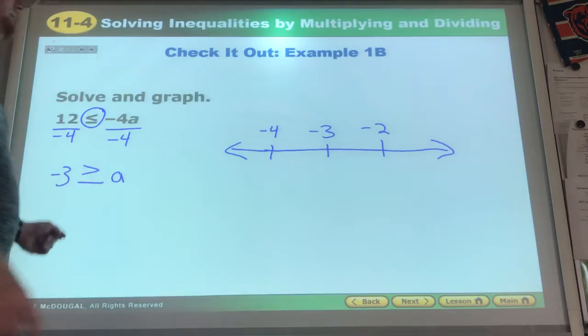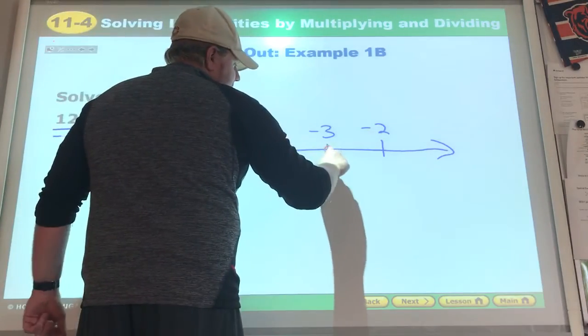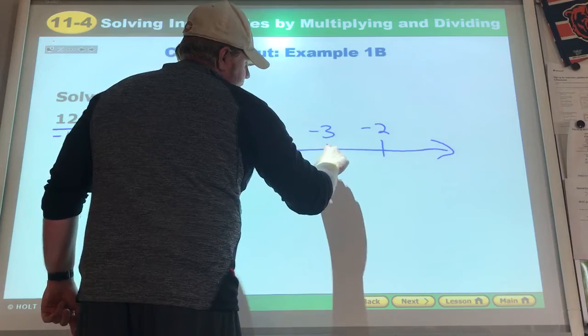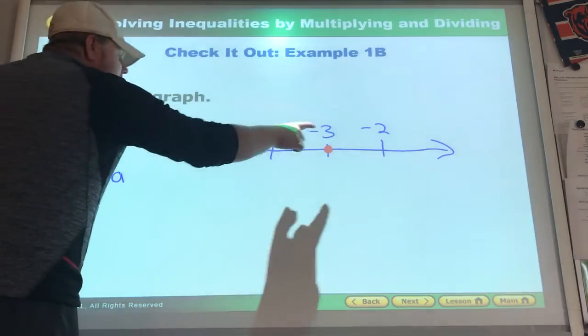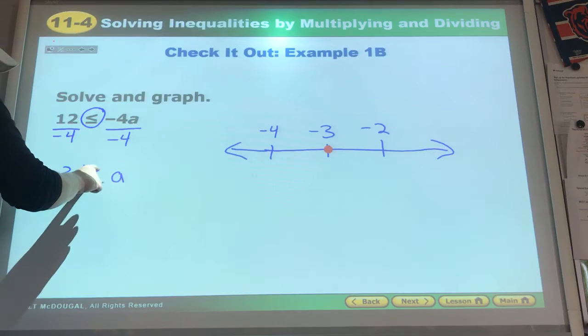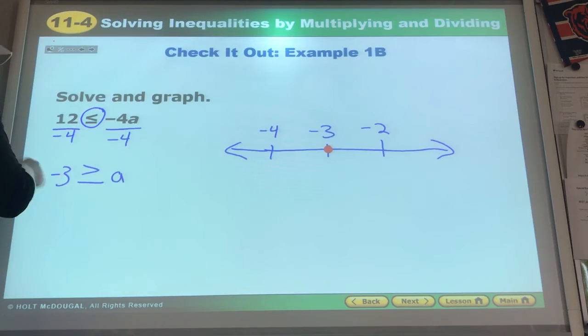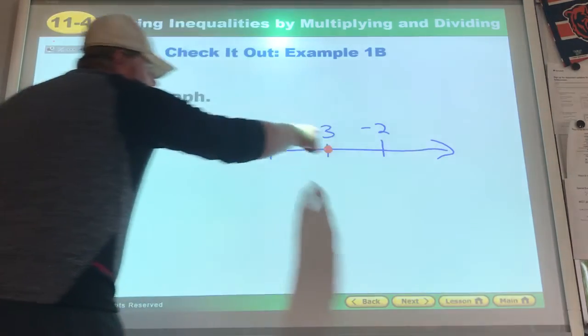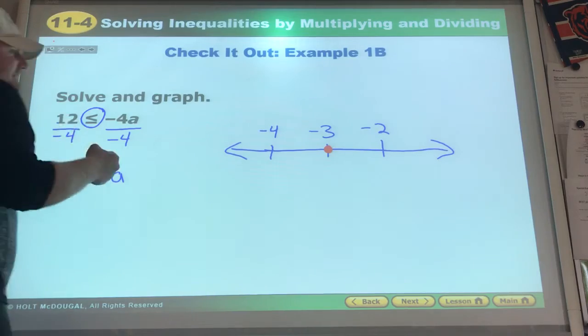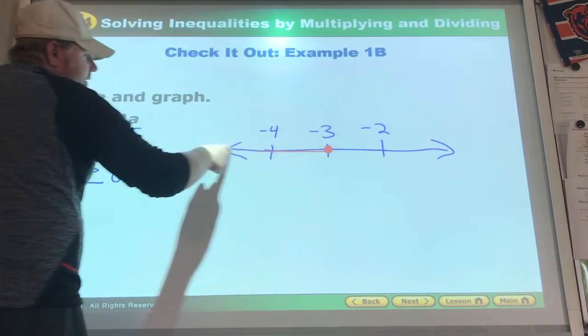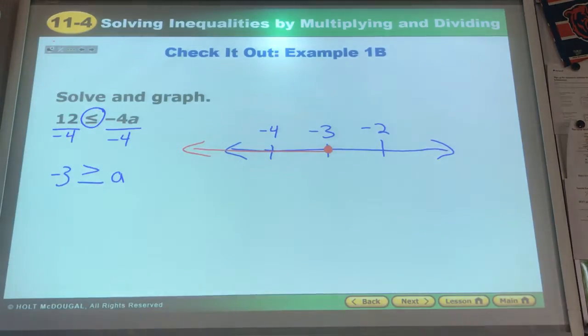It does have the equal sign, so I put a solid dot. Now I have to decide. Negative 2. Negative 2 is less than negative 3? It is not. Negative 2 is bigger. So I do not want to go this way. Negative 4 is less than negative 3. So we do want to go this way.